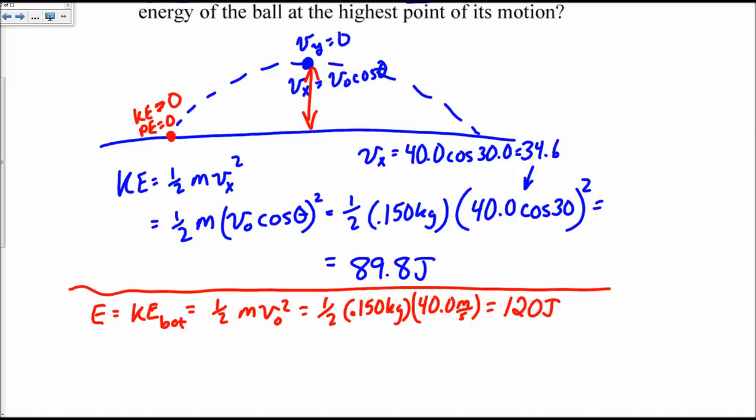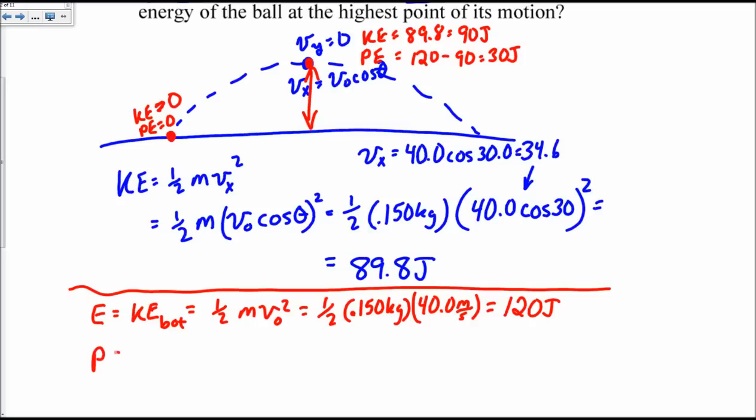All right. Then I know at the top up here that its kinetic energy is 89.8. I'm just going to call that 90 joules to make it easier. That means that the potential energy has to be 120 minus 90, which is equal to 30 joules.